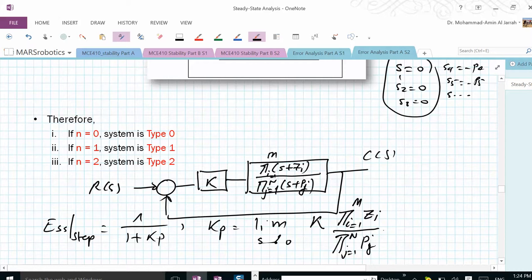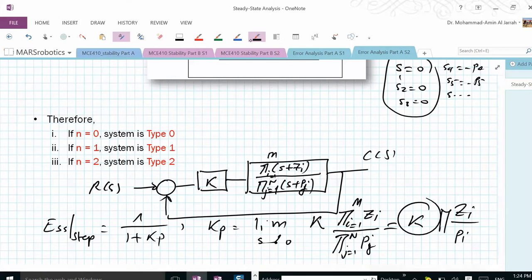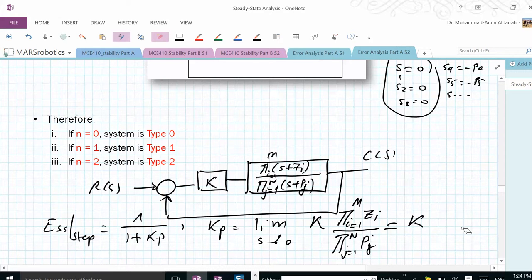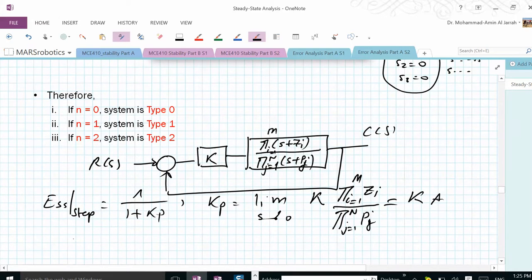If Zi and Pj are, for example, ones, then I get K. Otherwise I get K times the Zi over Pj product, which is a constant. Let me call this constant A. So what is the steady state error? ESS equals 1 over 1 plus K times A.